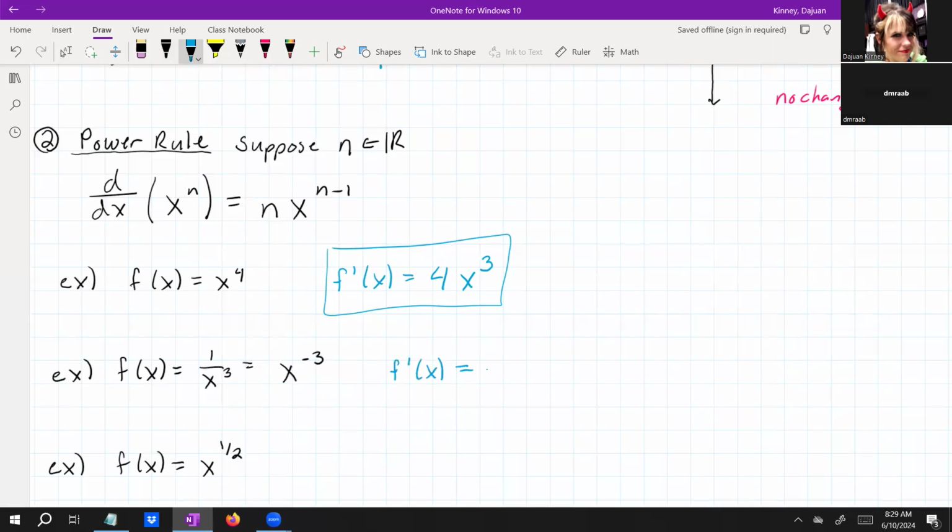So I bring that in front, negative 3x. Negative 3 minus 1 is negative 4. Be careful there. Don't add instead of subtract. We're still subtracting.